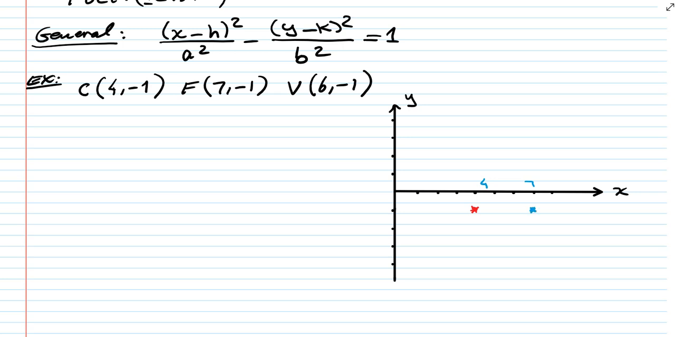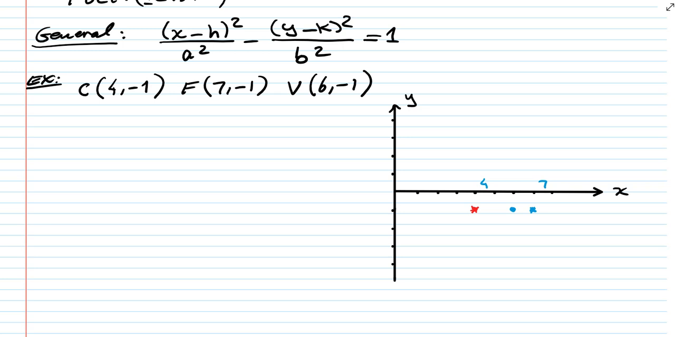Remember, the focus is in front or ahead. In front of the vertex, so the vertex is going to be behind it. Therefore, this is a parabola, or I'm sorry, a hyperbola that opens to the sides with a horizontal transverse axis. And the vertex is at 6, negative 1. So it's right in here. And there we have that one. So we got those key points here.